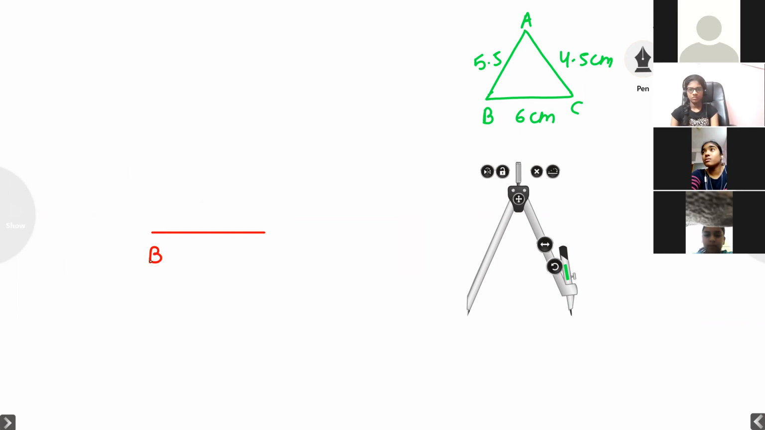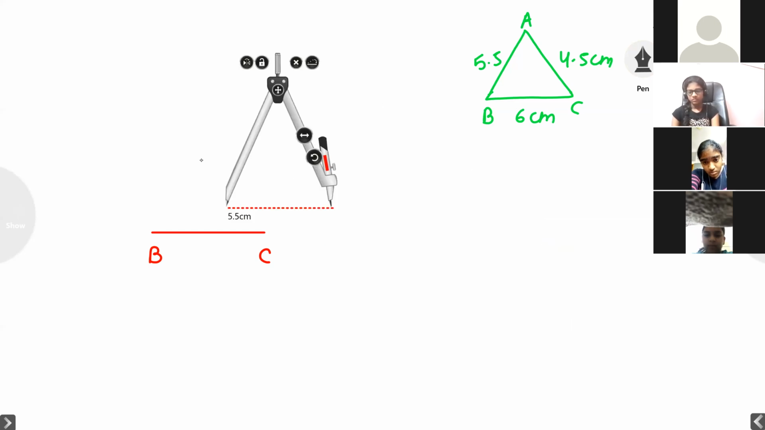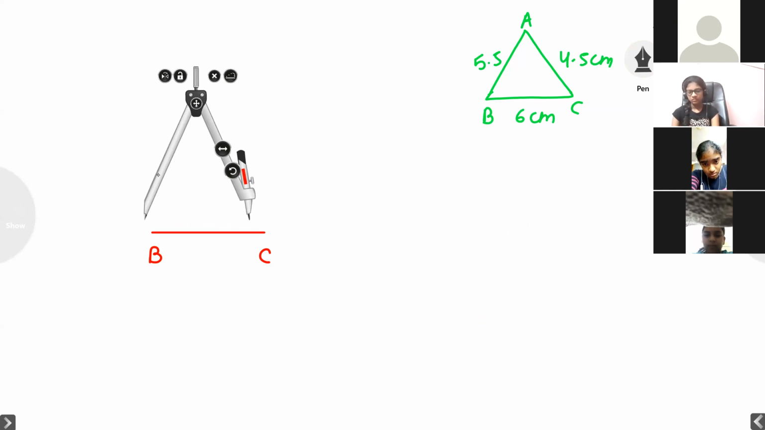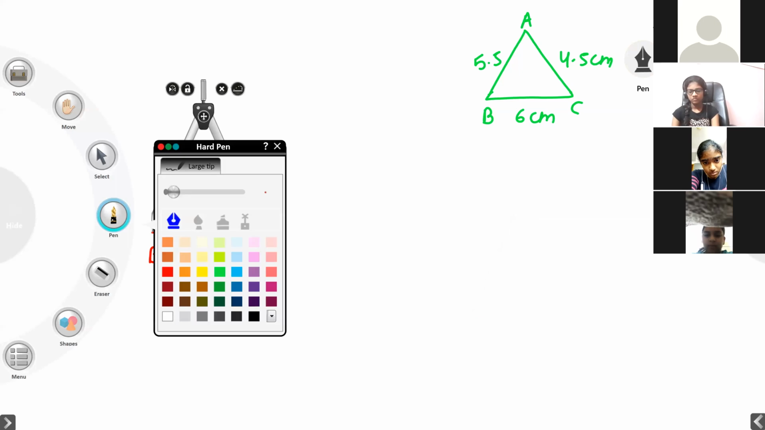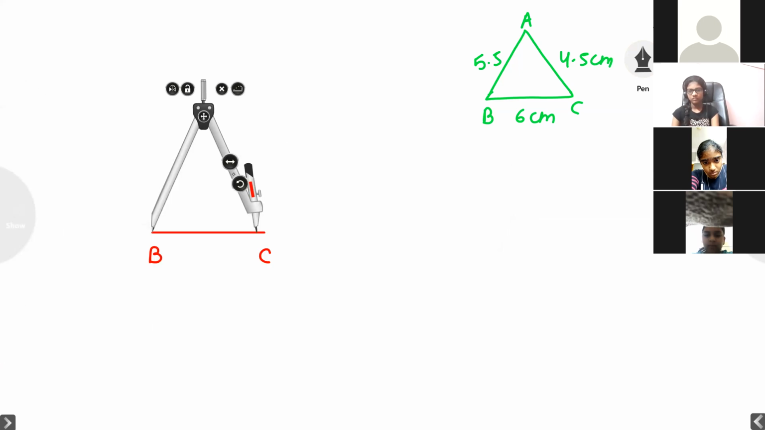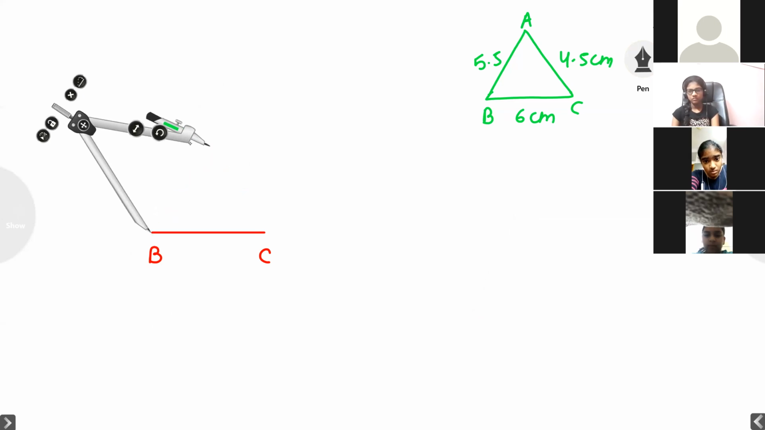BC is 6 centimeter. Now take B as a center. Draw an arc of radius 5.5 centimeter. I want to keep my metal point at point B. I kept my metal point at point B. Draw an arc of radius 5.5 centimeter.